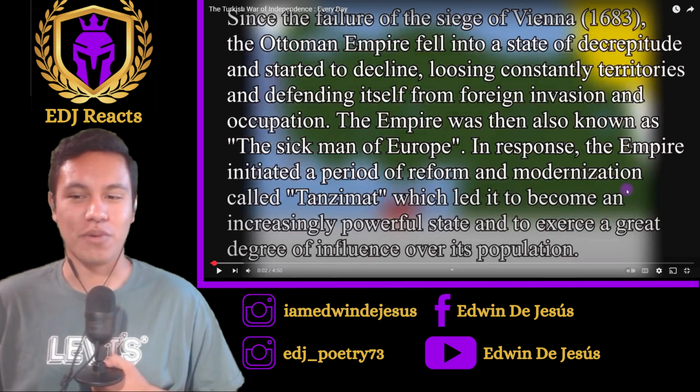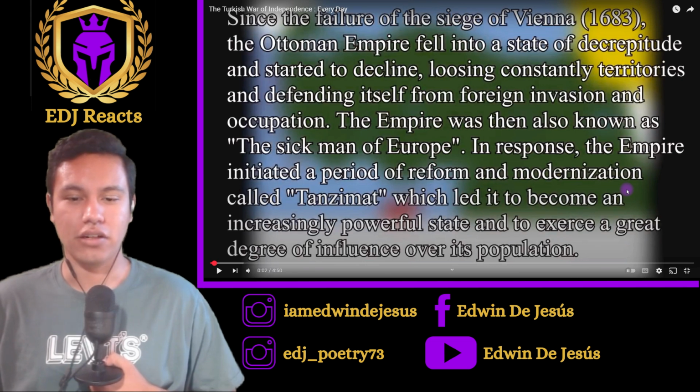In response, the empire initiated a period of reform and modernization called Tanzimat, which led it to become an increasingly powerful state and to exert a great degree of influence over its population.